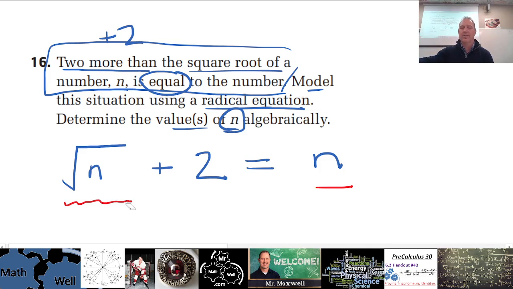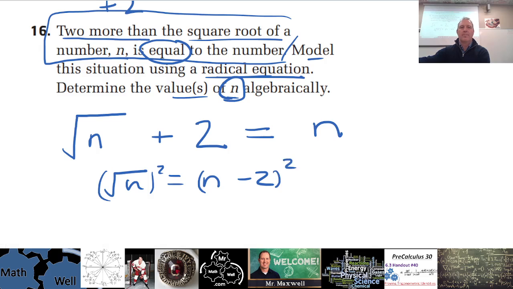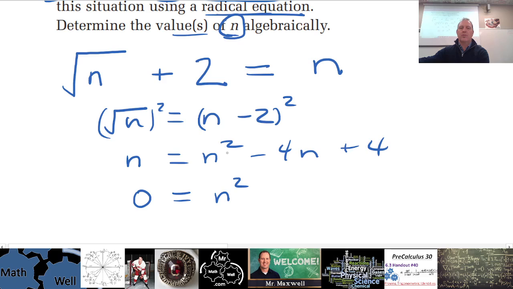So how do we solve this? What we do is we try and get n all by itself and isolate it. This is a radical, and I've got n underneath the radical, so I want to get the radical all by itself on one side, which equals, root n is n minus 2. Now I square both sides, and I have n equals, I'm going to expand this out, that's going to be n squared minus 4n plus 4. And I'm going to let one side equal 0 and have everything over on the other side. So I'm going to subtract n, so it's n squared minus 5n plus 4.